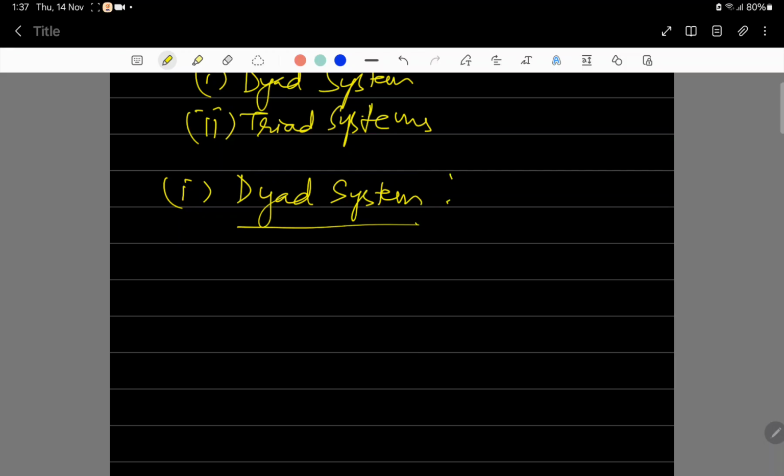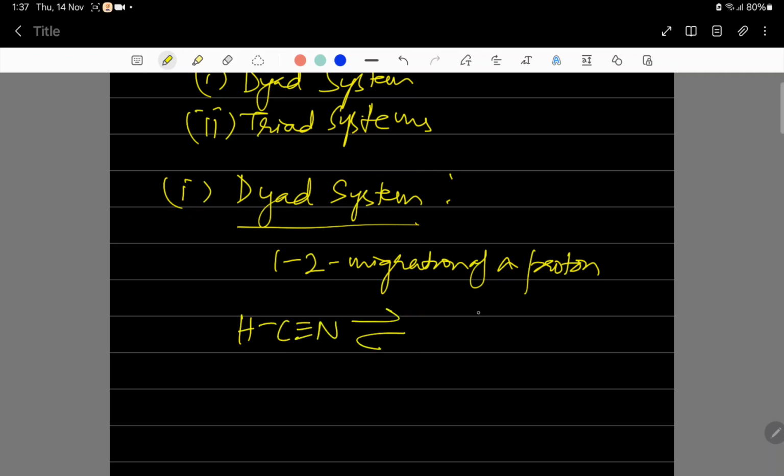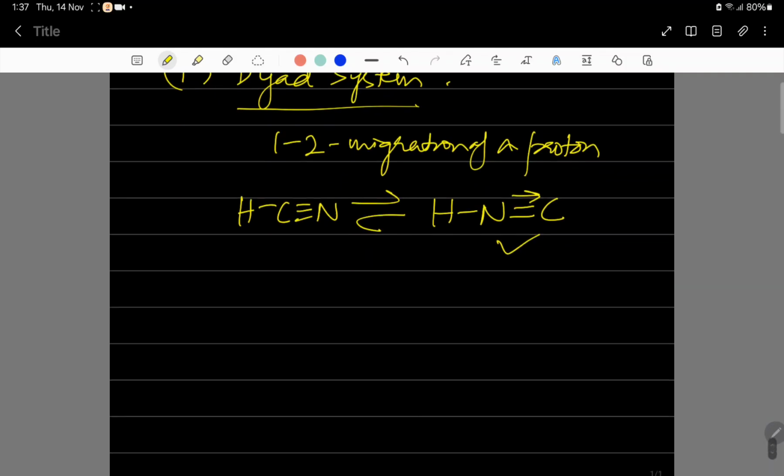This type of tautomerism involves 1-2 migration of a proton from one polyvalent atom to the other within the same molecule with necessary rearrangement of linkages. For example, hydrogen cyanide. Here the hydrogen will get attached with nitrogen, right? So this is hydrogen cyanide, this is hydrogen isocyanide. Here hydrogen migrates from carbon to nitrogen.